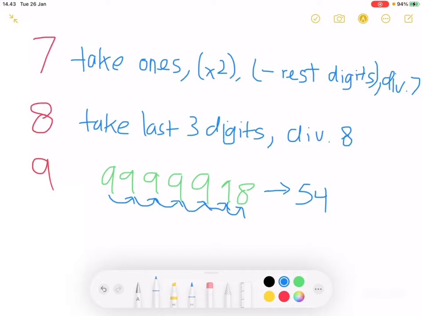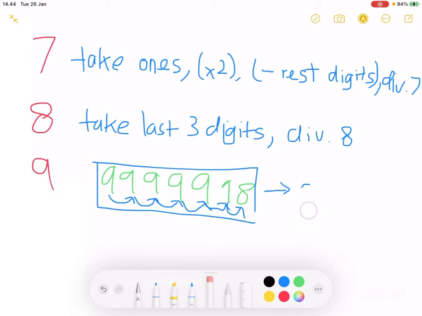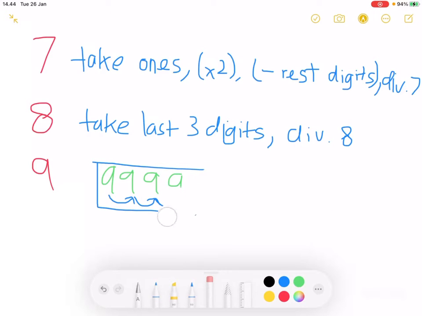And you must check whether this is divisible by 9 or not. If you're not sure, you can just do the thing over and over again. And if you're sure, you can just come back to the original number and you can just say this is divisible or not divisible by 9. So in this case, it is divisible by 9. So I'll just write the conclusion of what we got before.